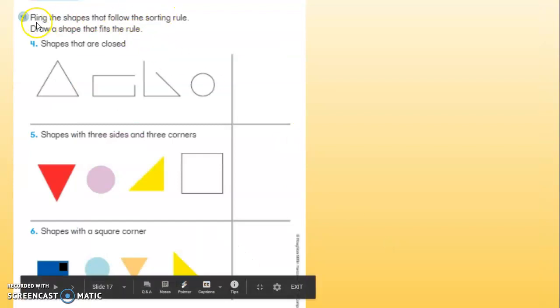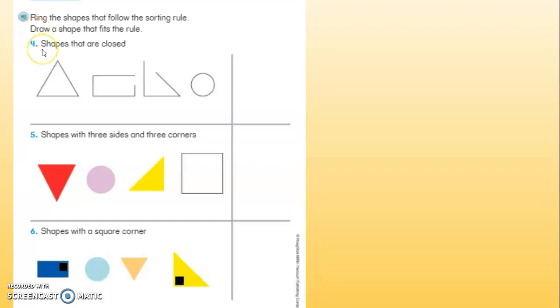Ring the shapes that follow the sorting rule. Draw a shape that fits the rule. Shapes that are closed. Now, why don't you point to the shapes that are closed? Yes, that's one, and that's another one. The other 2 shapes are open.